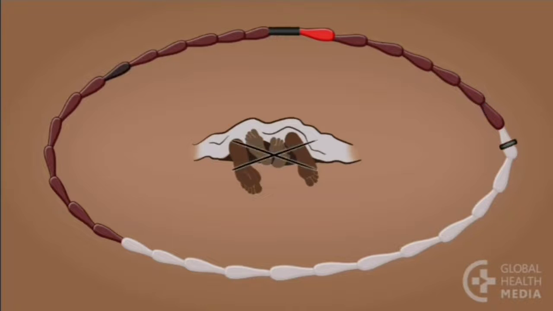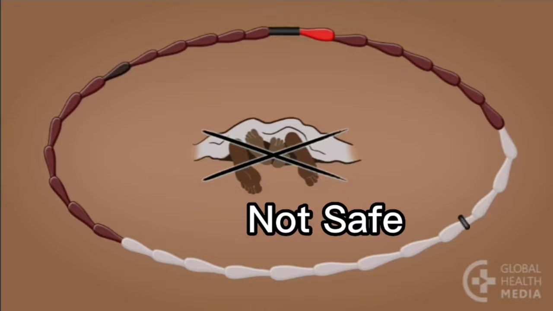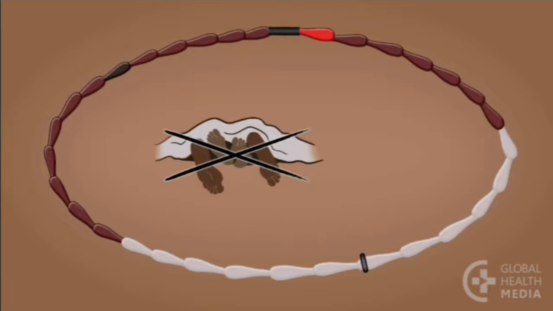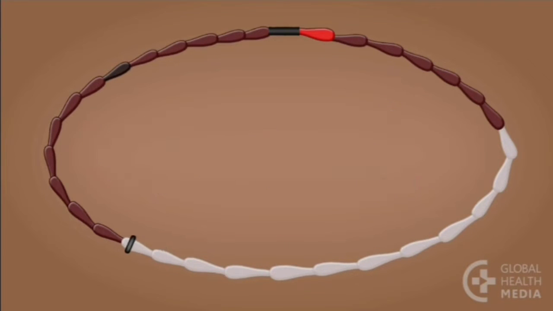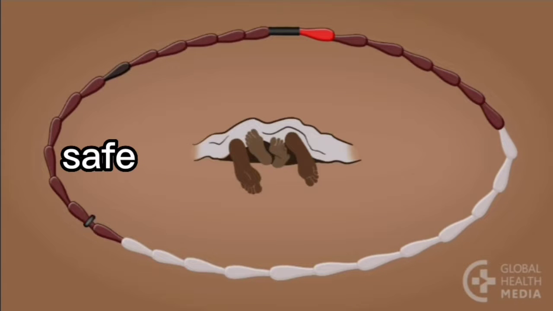White bead days are not safe. You need to avoid sex. But if you cannot avoid it, you can use condoms. Brown beads, they are safe again. If her cycle is too short, she cannot use this method.